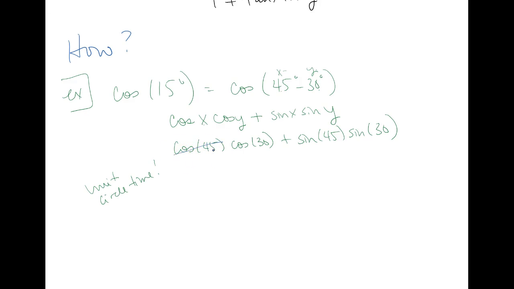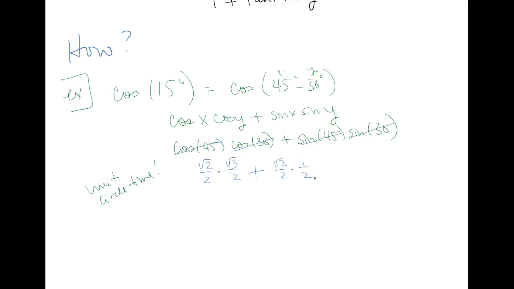Okay, cosine of 45 is the x at 45. So we're replacing that whole thing with that. I'm going to go ahead and put a times here because that's the relationship I see. Cosine of 30 is root 3 over 2. Make sure you recopy your plus. Sine of 45 is root 2 over 2. And then sine of 30 is 1/2.